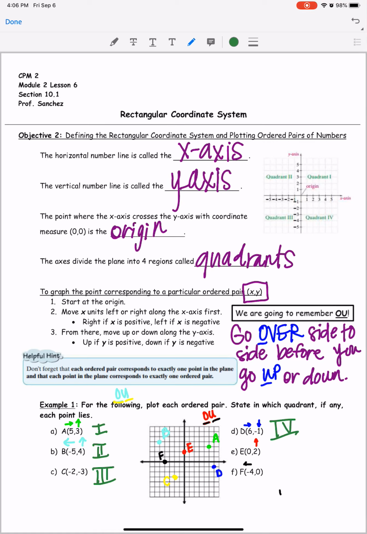Now, because my E is on my y-axis, it's not really in a quadrant. So you could technically leave it blank, and that's why it says if any. If it's on an axis, it's not technically in a quadrant. So you could just leave that blank, or you could say that that is on the y-axis. And then same thing with F. Because it's on this x-axis, it is not technically in a quadrant. So you could leave it blank, or you could say x-axis.